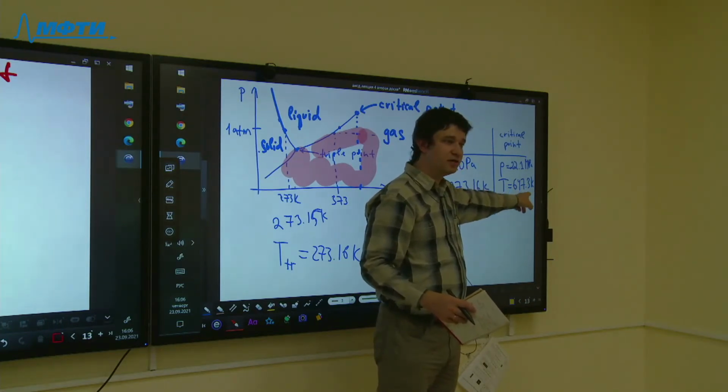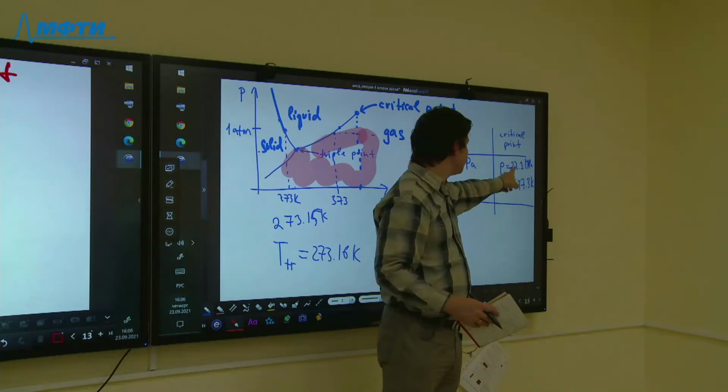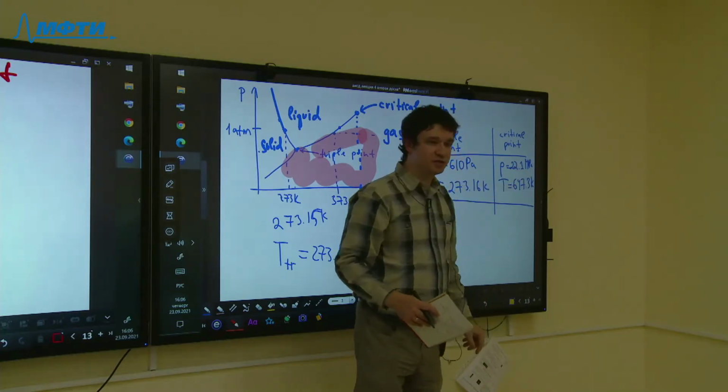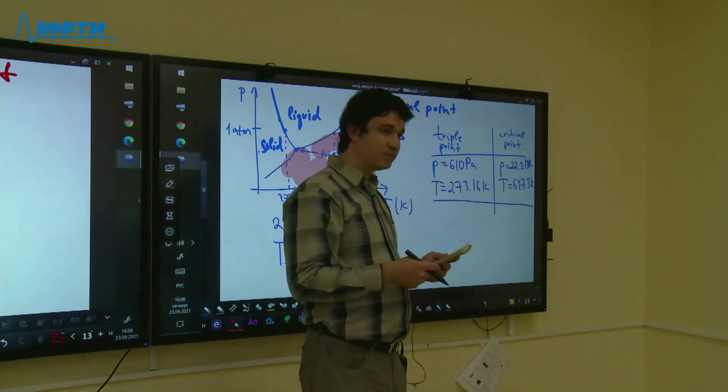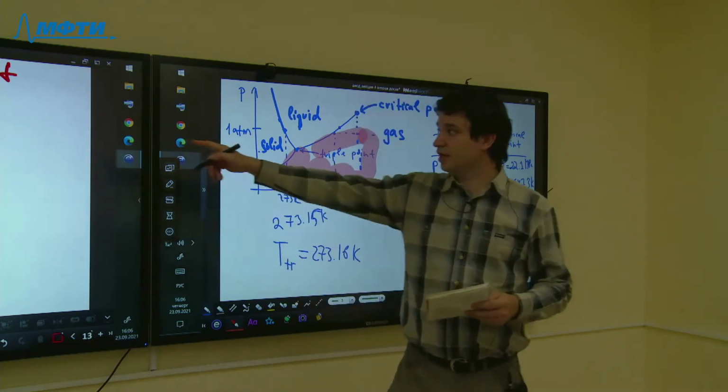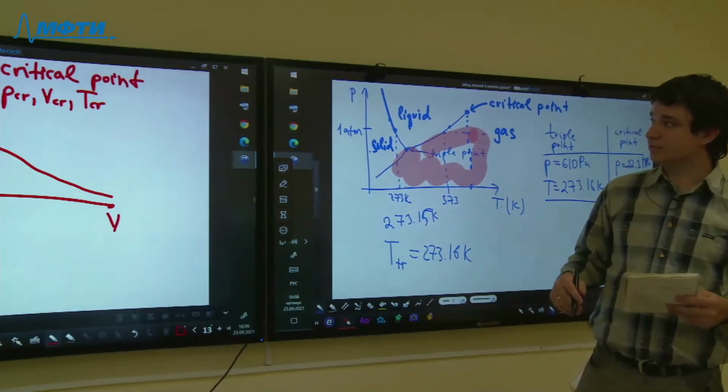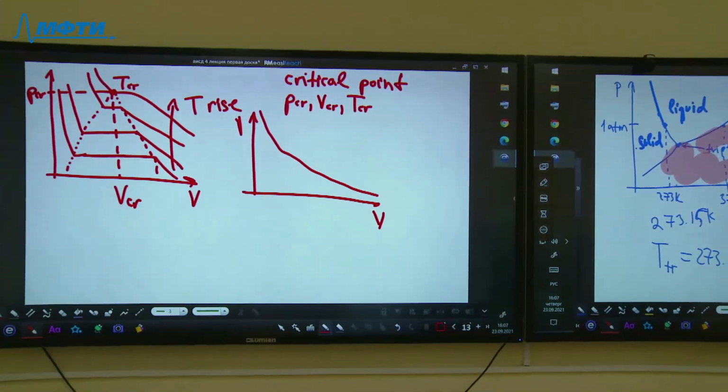647.3. And in here, 22.1 megapascals. Yeah. Why, as we increase the temperature, is the phase transformation part decreasing?